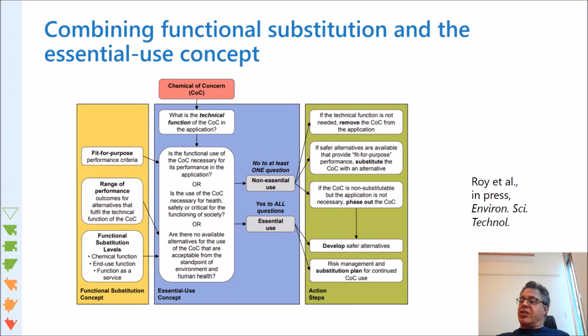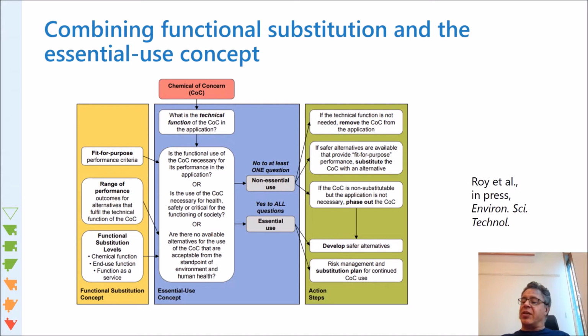You also see considerations for performance. We may well have to accept lower performance in substitution, but this performance should be adequate for the given use case, or in other words, fit for purpose. In the green box on the right, you can see the various action steps. If the technical function is not needed or there are safer alternatives providing fit for purpose performance, then the chemical of concern can be phased out.